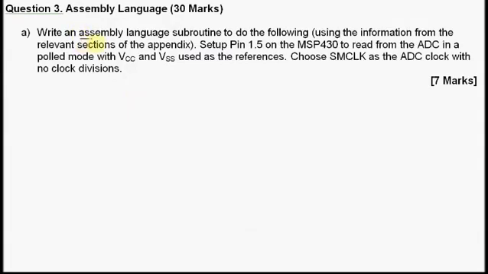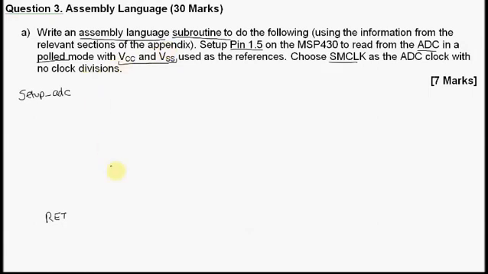Okay, for this question, we've got an assembly language question, and we need to create a subroutine. So let's create our subroutine. We need a label. We'll call it setup ADC, and then at the end of the subroutine we need to return, so a ret. We want to do the following, and we need to refer heavily to what's in the appendix to do these sorts of things. So firstly, we're going to start pin 1.5 to read from the ADC. We're going to use a polled mode, so not interrupt. We're going to use VCC and VSS as our references, SM clock as the ADC clock, and no clock divisions.